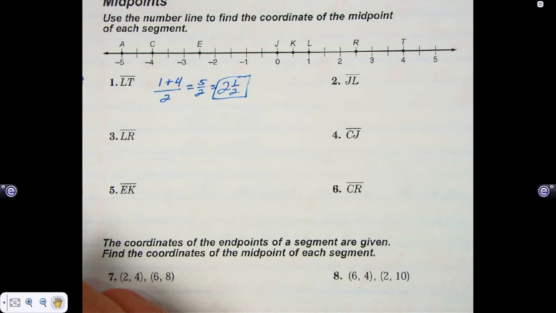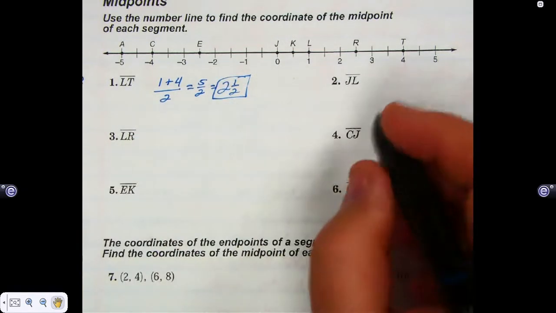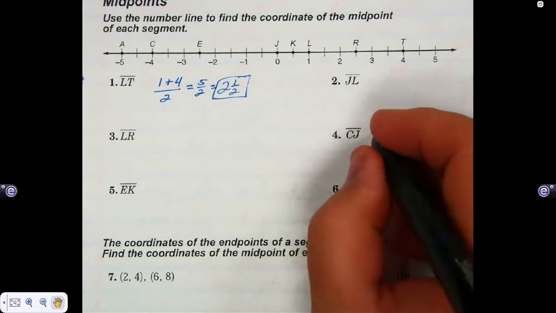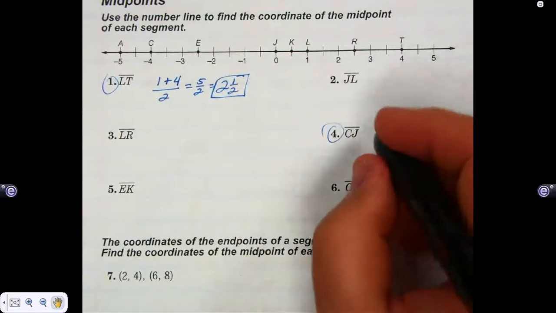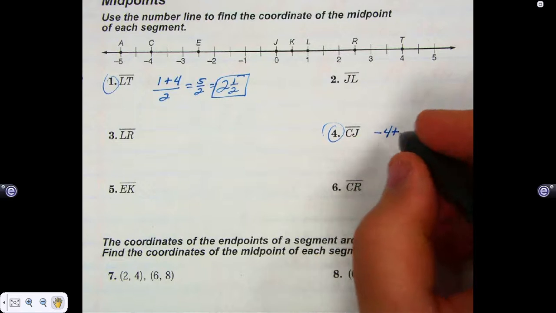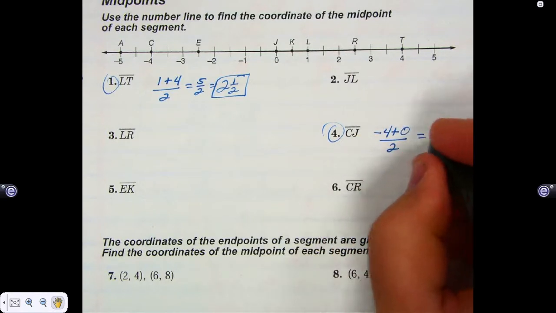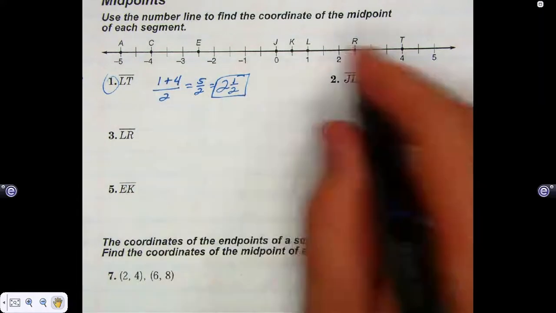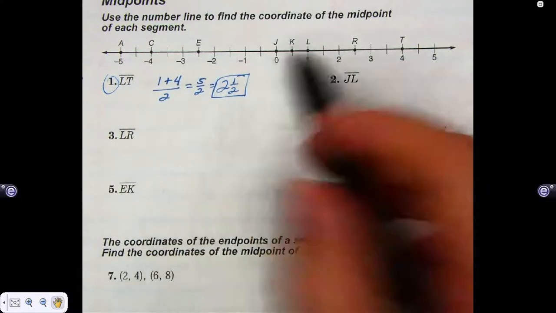Anyway, let's not do JL. Let's not do LR. Let's go CJ. We'll do CJ. What would the coordinate of C be? Negative 4. So it'll be negative 4 plus, what's the coordinate of J? 0. Divided by 2. It's not hard to write that. Show me you know what you're doing. And it's also not hard to draw a picture of that and write CJ, so I know that this problem deals with C and J.